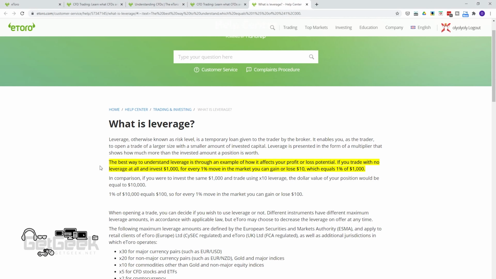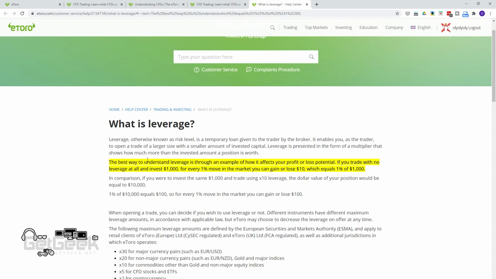So if you're just starting out, you may want to make money a lot quicker than what you currently are, which is what a lot of beginner traders expect, that they can make money overnight. So you may stumble across this thing called leverage, which, if we look at this web page here, it says the best way to understand leverage is through an example of how it affects your profit or loss potentially.